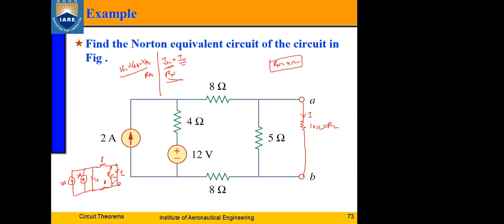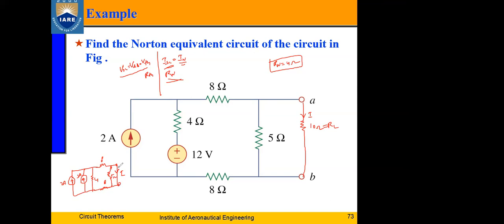Okay. Let the circuit, let the... is my screen visible? Yes, sir. It's visible, right? Yes, sir, it's visible. Yeah.